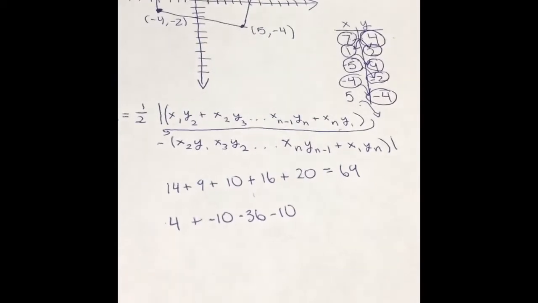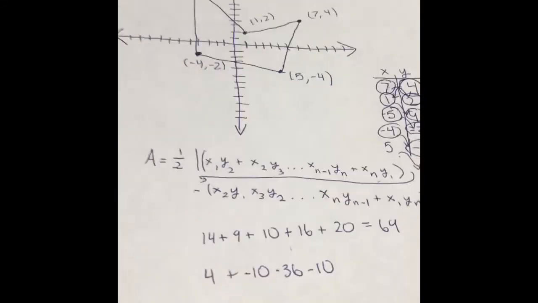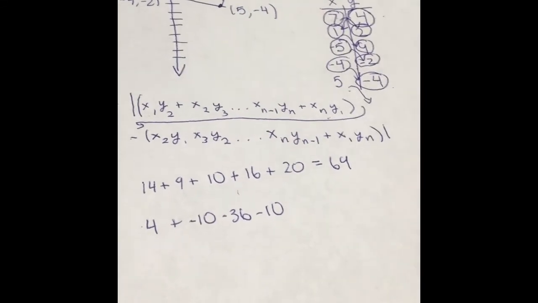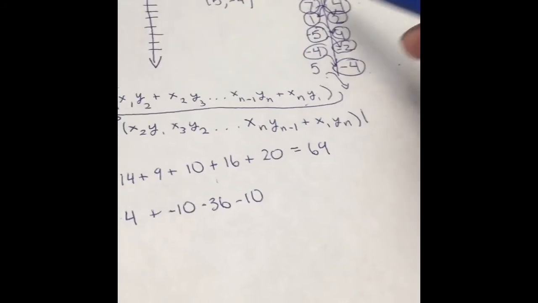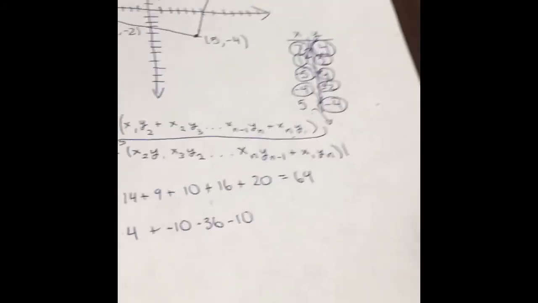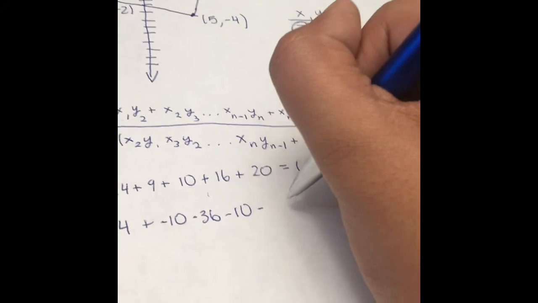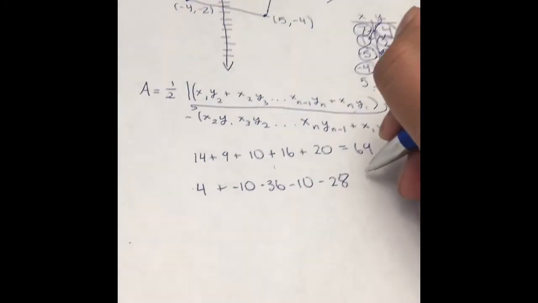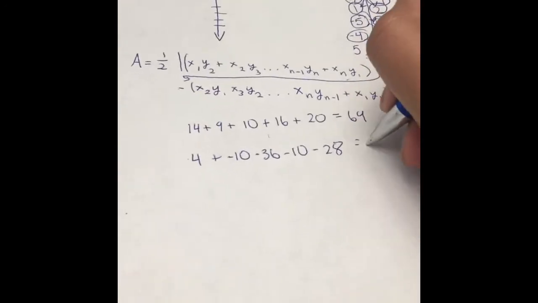Now we run into the same problem. This negative 4 here doesn't have anyone to multiply by. So we bring it back up to the top and we multiply it by the 7. So it would be minus 28. So the sum of this one equals negative 80.